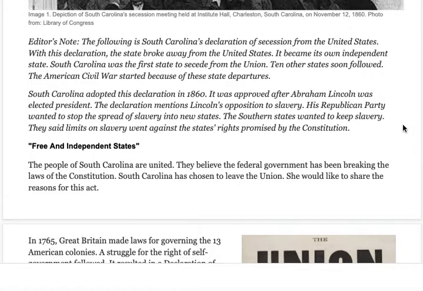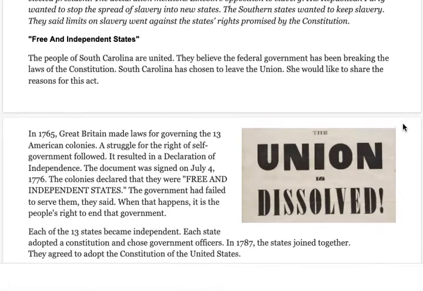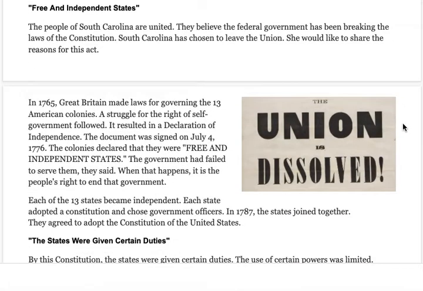Free and independent states. The people of South Carolina are united. They believe the federal government has been breaking the law of the Constitution. South Carolina has chosen to leave the Union. She would like to share the reasons for this act.